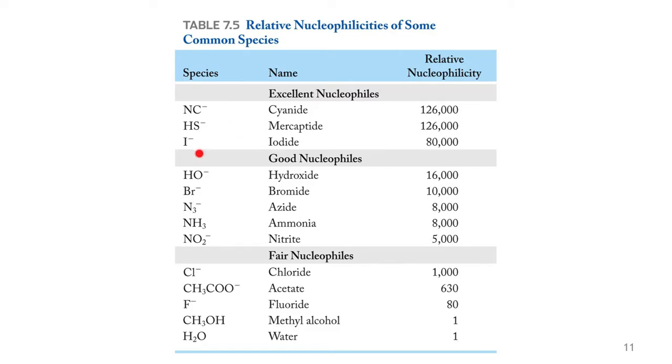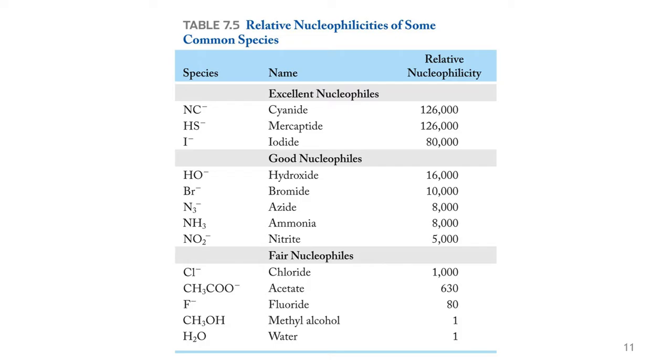So at the top, you can see we have grouped three excellent nucleophiles: cyanide, mercaptide or the thiolate ion, and iodide. At the bottom, we have what are referred to as fair nucleophiles, so things like acetate, fluoride, methanol, and water, even chloride ions. And then these structures here in the middle are so-called good nucleophiles. And over here, you can see relative nucleophilicity. It basically refers to the relative rate. So if you have a given substrate reacting with, say, water, under a certain set of reaction conditions, and you change out the water with cyanide ion, it'll react over 100,000 times faster.